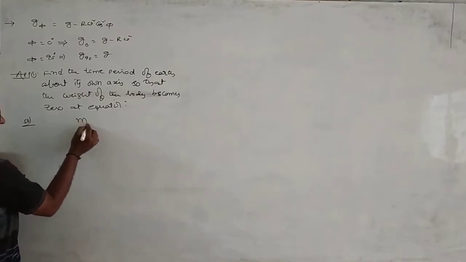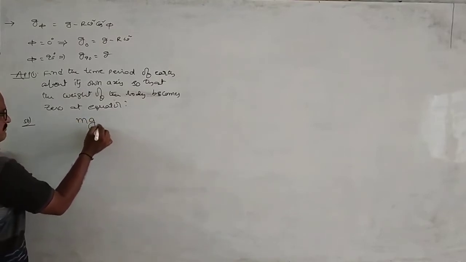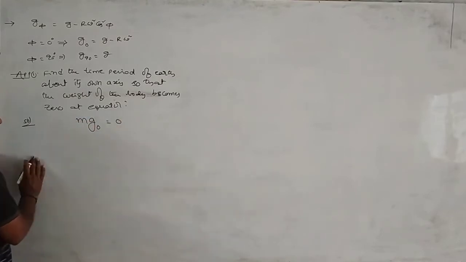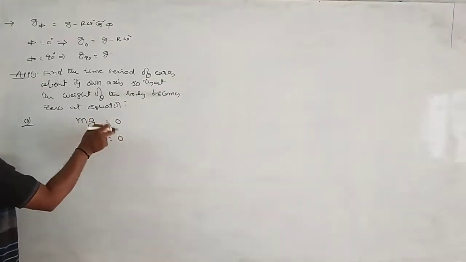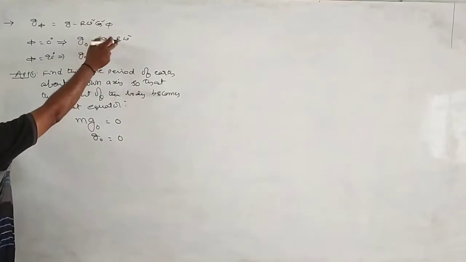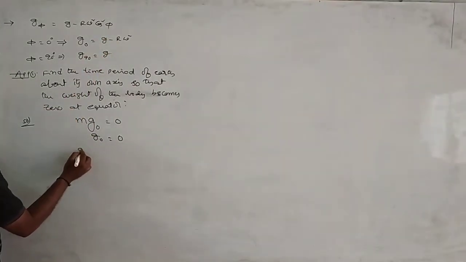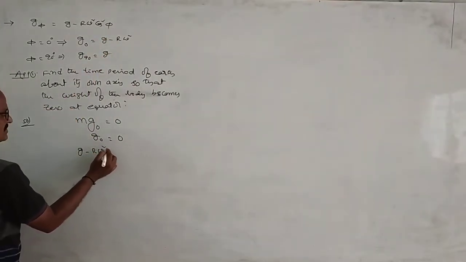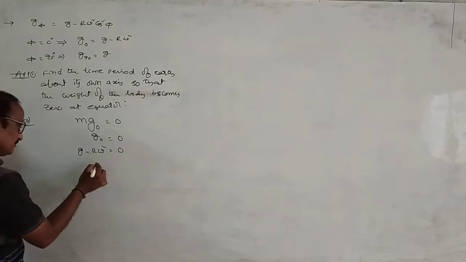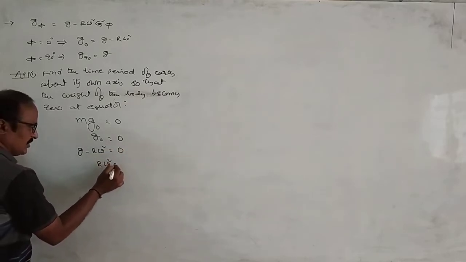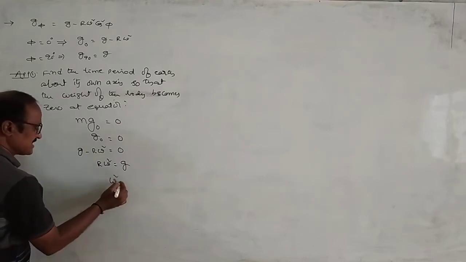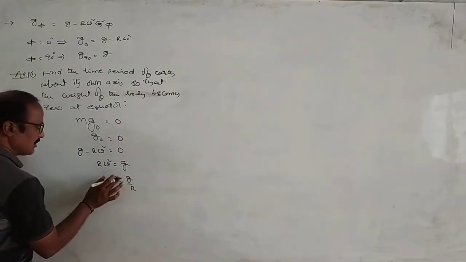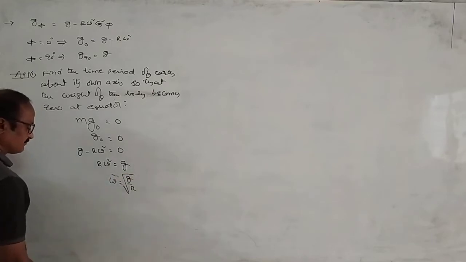Given, weight of the body at the equator is equal to m g naught is equal to 0. This g naught is also equal to 0. But what is the value of g naught? G naught is equal to g minus r omega square is equal to 0, or r omega square is equal to g. Omega square is equal to g by r, or omega is equal to root of g by r.